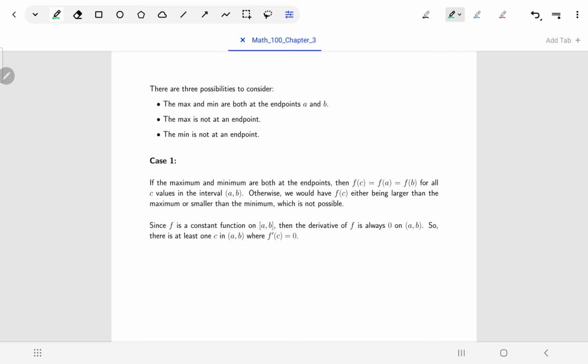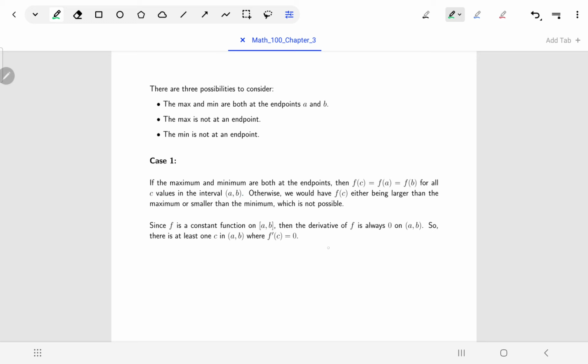You've got a maximum and a minimum happening both at the endpoints. So the big conclusion that we'd get there is we already knew that f of a and f of b are equal to each other, but f of c would also be equal to f of a and f of b for every c inside that interval. In other words, we would have to have a constant function.